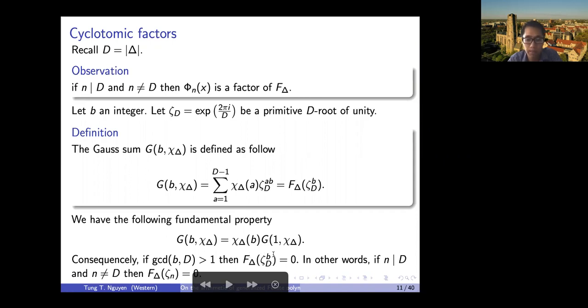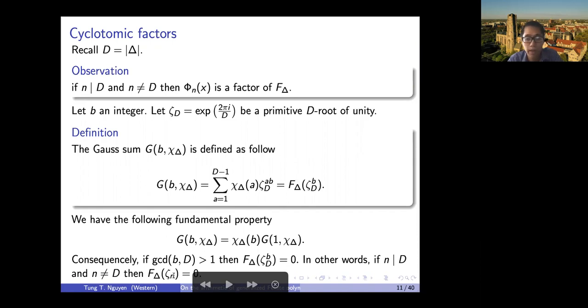So here we take a look at that. If b and d are not relatively prime, then zeta d to the power b is a d-th root of unity, but it's not primitive. That's important. So in other words, it says that if n is a divisor of d and n is not equal to d, then the Fekete polynomial vanishes at zeta n.